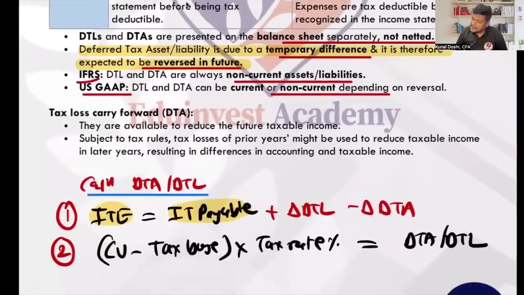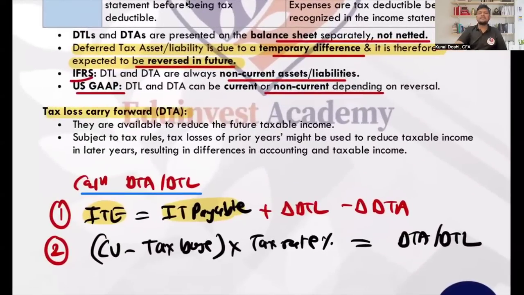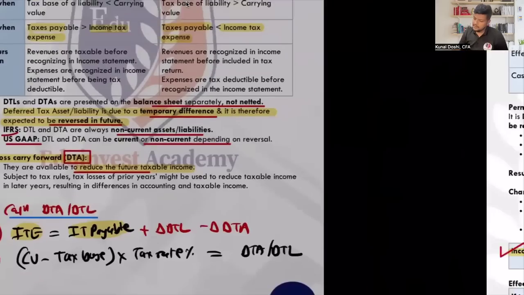Correct? For example, tax loss carry forward. What is tax loss carry forward? Whatever is the loss in the current year, you can utilize that to reduce your taxes in the future, isn't it? Correct? So in the future, your taxes will decrease because of this benefit. Anything which causes your taxes to decrease in the future is a DTA. It's a DTA compulsorily. So whenever you see tax loss carry forward, close your eyes and blindly say it's a DTA. Correct?